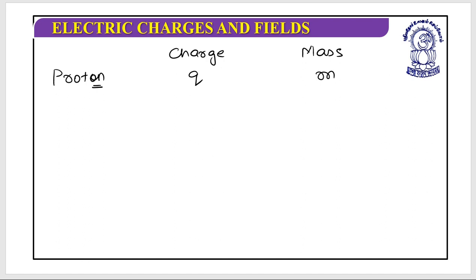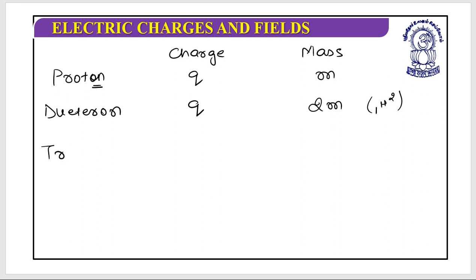Then you have one more particle, which we call a deuteron. Did you remember this? Yes, it has a charge of Q and a mass of 2m. If you remember, it is 1H2.